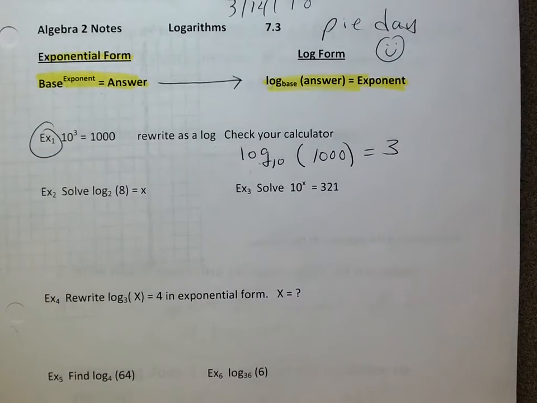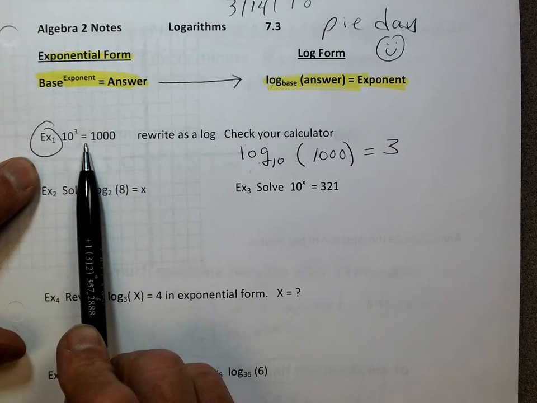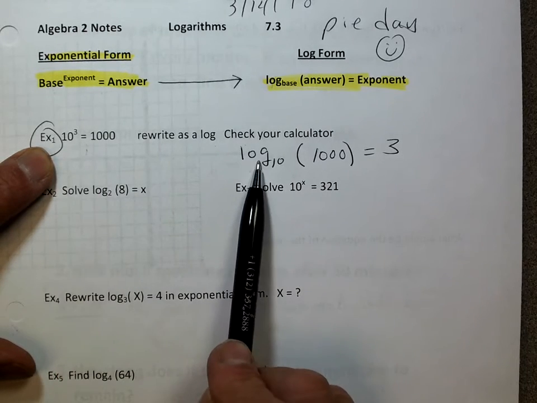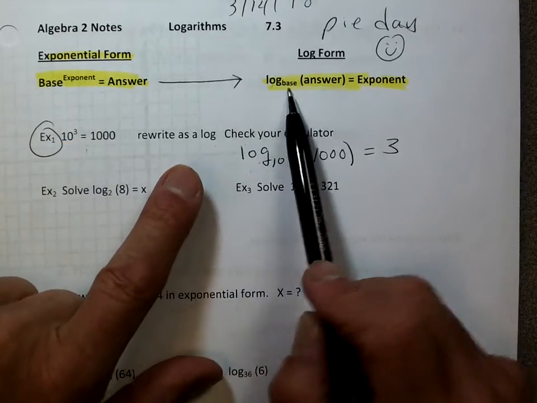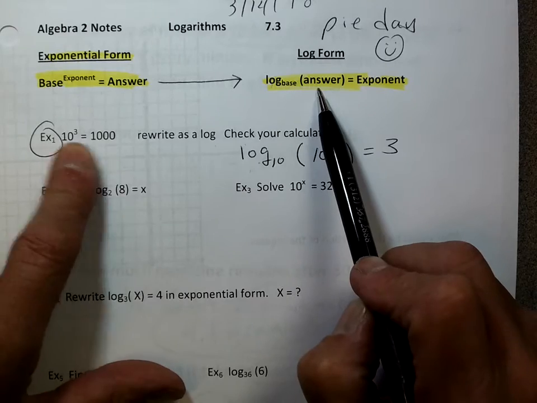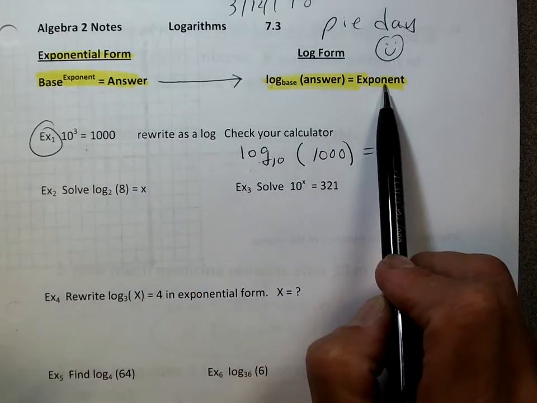One more time. I want you to see what I just did. I transposed this exponential equation into a log equation. I put the log, put the base, which is this number, goes there. The answer, which is the 1,000, goes there, equals the exponent, which is 3. Okay?